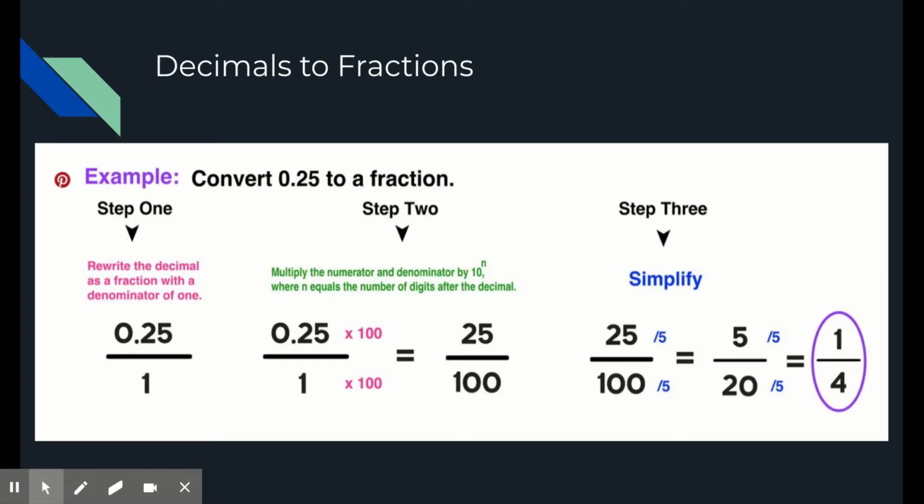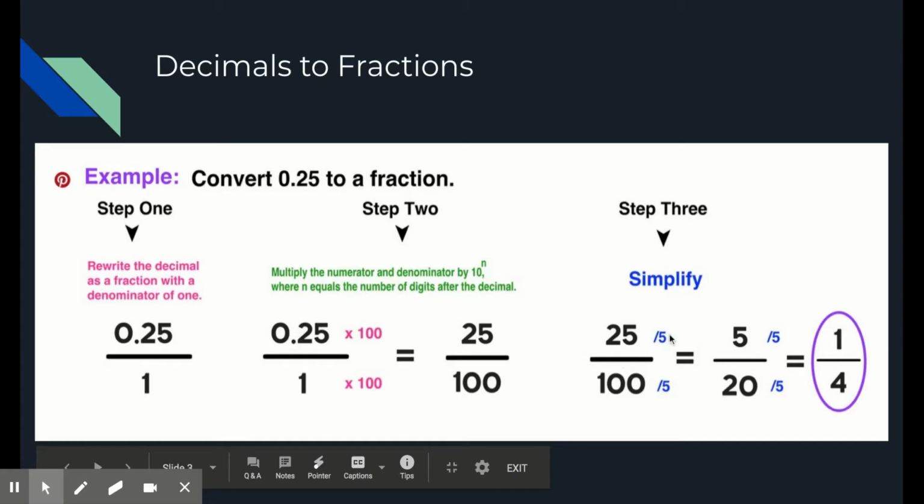In order to change a decimal to a fraction, you're going to take that decimal and put it over the number 1. Then we're going to multiply the numerator and the denominator by 100. So I have 0.25 over 1. 0.25 times 100 is 25. 1 times 100 is 100. And then I'm going to simplify my fraction.